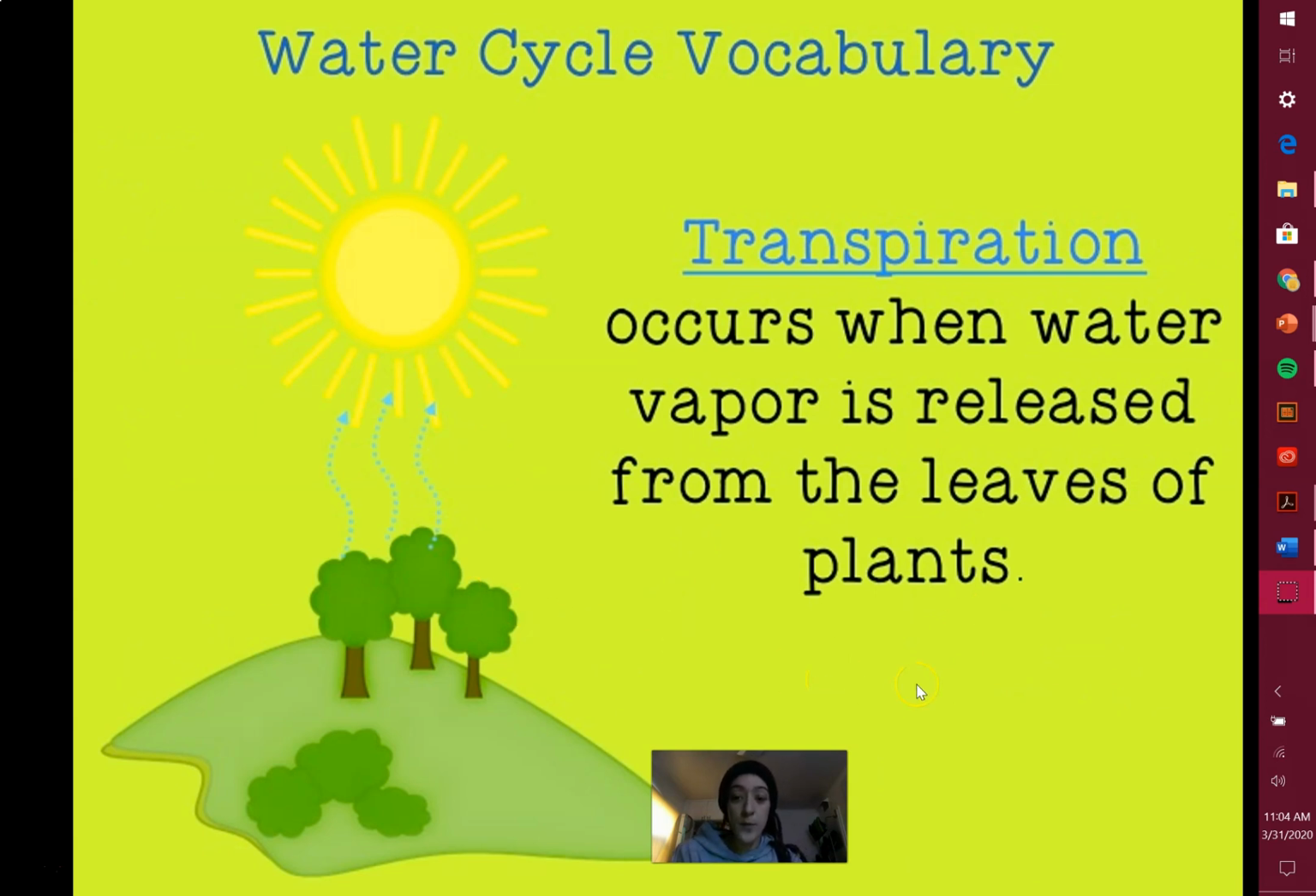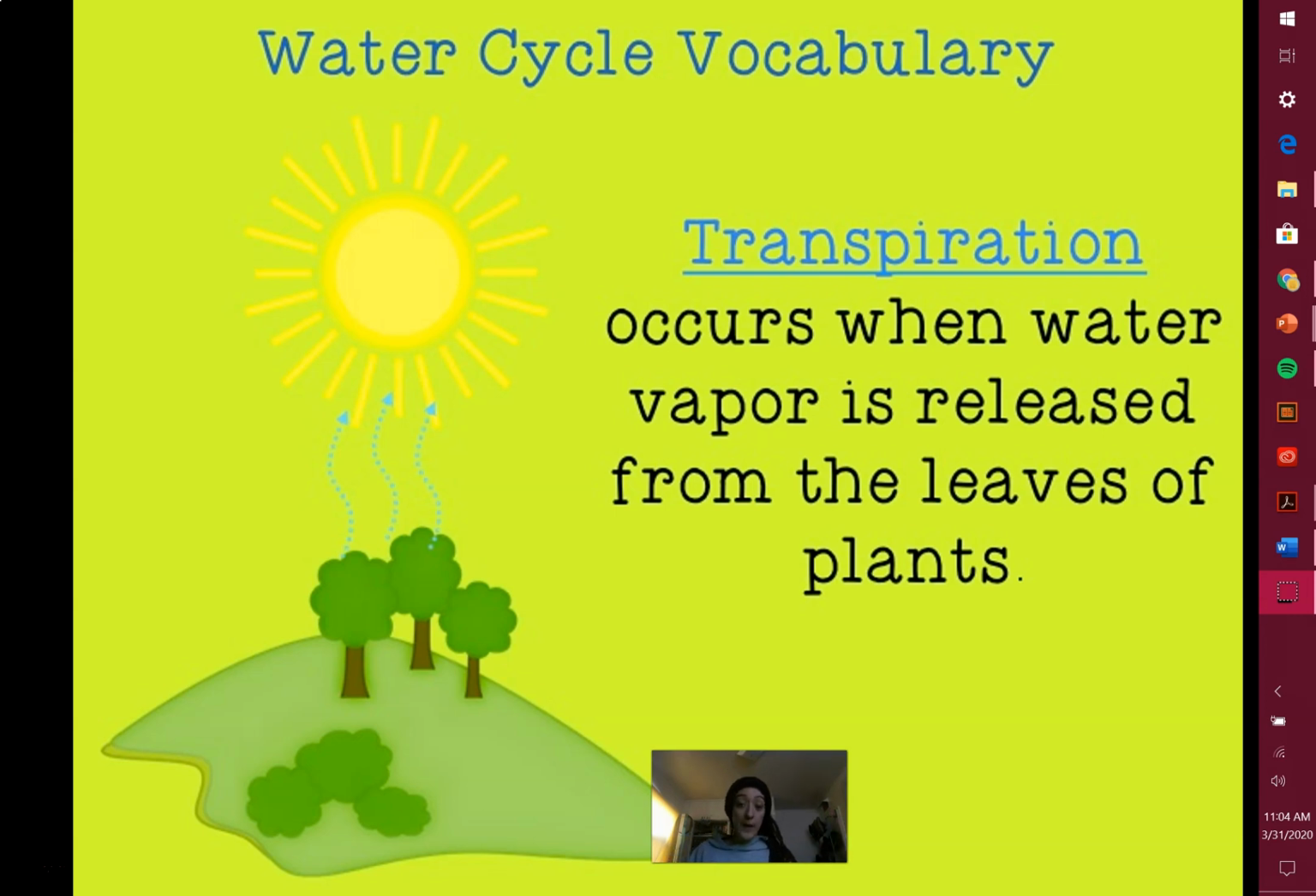Oh, well, dang, sorry, this is slightly out of order. That's annoying. This slide should have come a little earlier, but we'll talk about it right now. Sorry, that's embarrassing. But here we go. Transpiration happens when water vapor is released from the leaves of plants. So really this should have come during the evaporation stage, right?